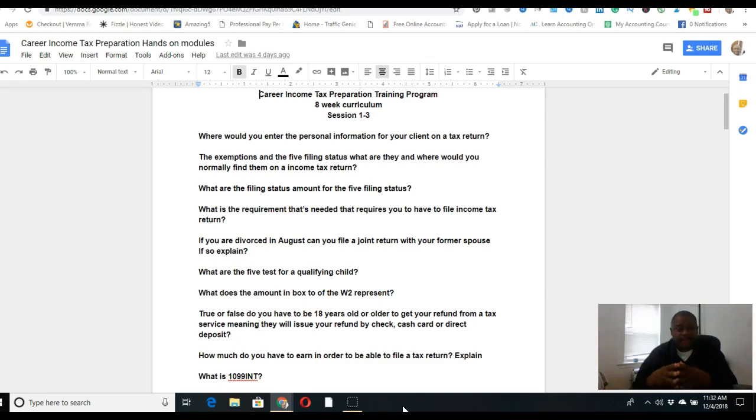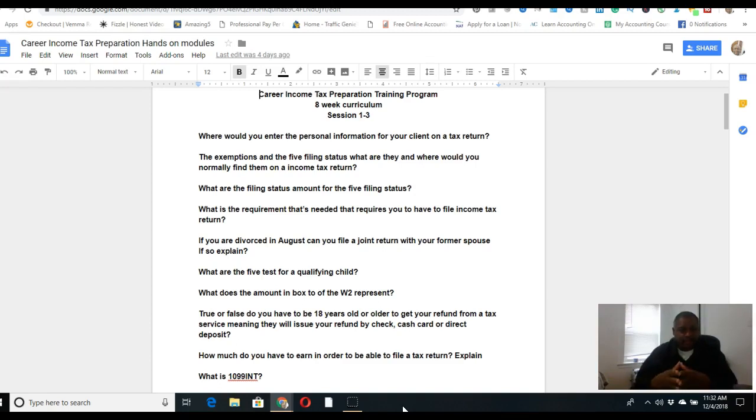The next question is the exemptions and the 5 filing statuses. Where are they, and where would you normally find them on the income tax return? And so, with you not having any prior experience, you would definitely have to read the publications and read some material to find out where you would find the answers to these questions, and they were made this way to get you to consume the information and to read the information and to learn the information by asking you a series of questions in the first round of sessions 1, 2, 3.